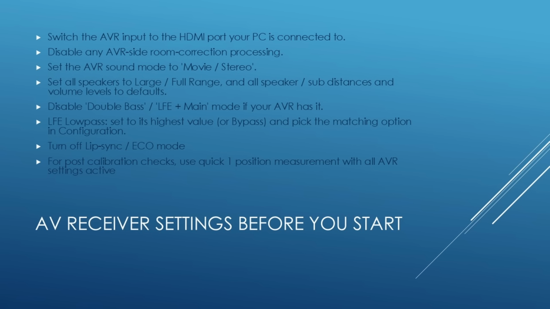Reset all speaker distances, subwoofer distances, and volume levels to their default value of 0. Additionally, disable double bass or LFE plus main, depending on your AVR model. For the LFE low-pass filter, set it to the highest possible value if you cannot bypass it completely. Whether you bypass it or set it to a specific value, you must select that corresponding option in GSonic so the software can reverse the filter's effect.